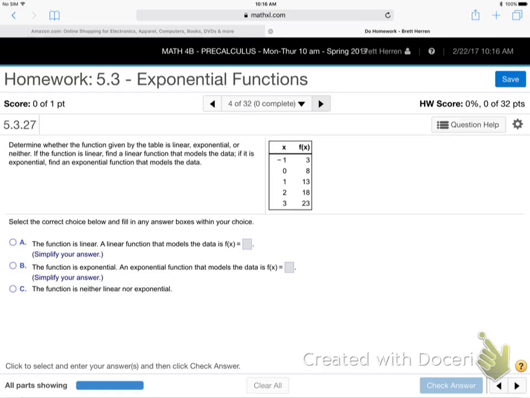Is that homework last night okay? What was it, 5.2? I've already forgotten. What was 5.2? Oh, it was one-to-one functions and inverses.